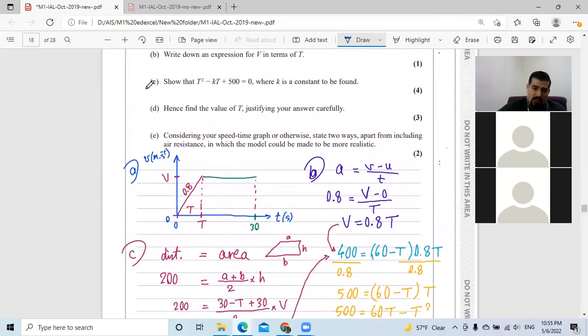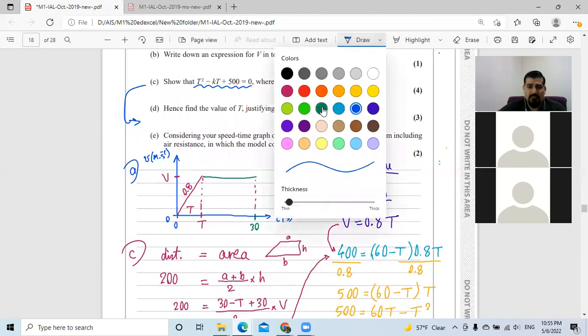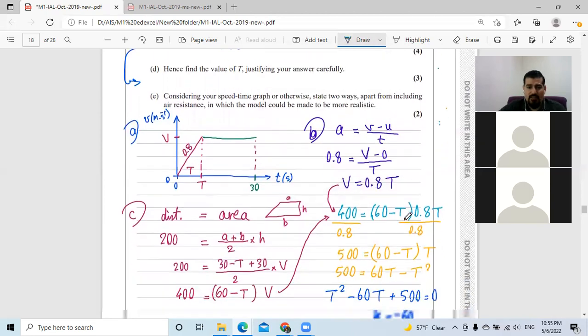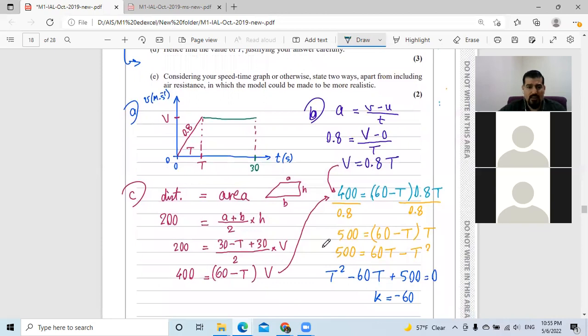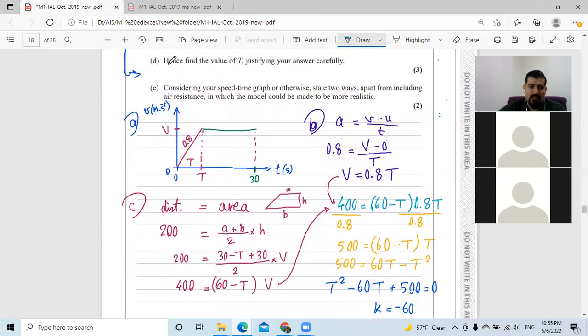Now usually when they give us show that, I'm going to use this equation in the next part. Any question here? Is it clear? Take a screenshot if you please. And let's do part D.